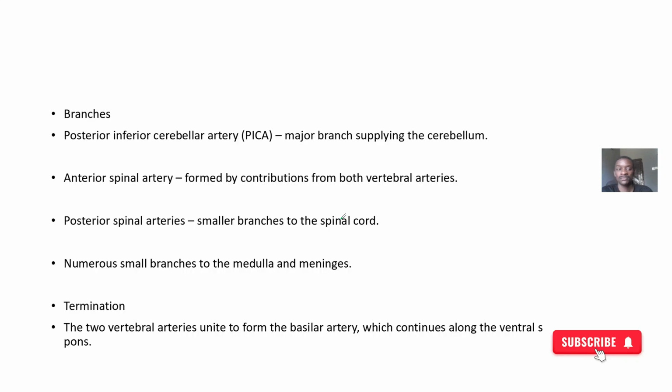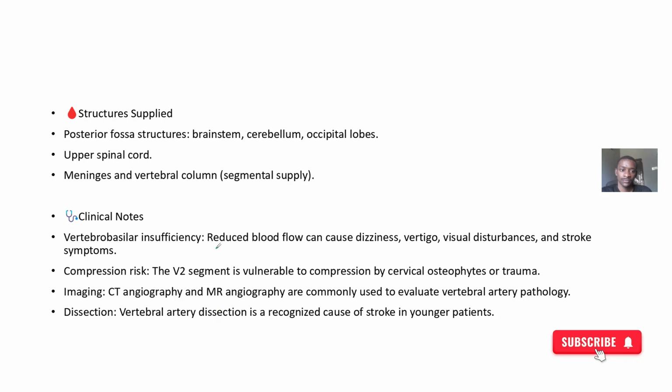That's just by the way. The branches it gives include the posterior inferior cerebellar artery, anterior spinal artery, posterior spinal arteries, and some numerous small branches to the medulla and the meninges. So termination: the 2 vertebral arteries usually unite to form the basilar artery. Okay. Structures that they supply include the brainstem, cerebellum, occipital lobes, upper spinal cord, meninges, and vertebral columns.